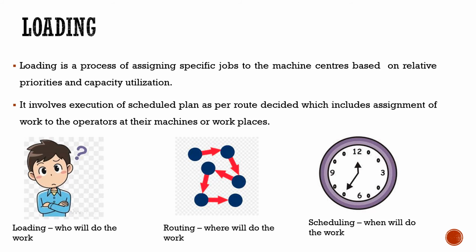So here you can see the three images I have taken: loading, routing and scheduling. Loading means who will do the work, where you assign the specific jobs to the workstations. Routing means where the work will be done, what the sequence is, what the work in each path is. Then scheduling means when the work will be done. So routing is related with the route or path, scheduling is related with the time, and loading is related with assigning specific jobs. So this is about loading.